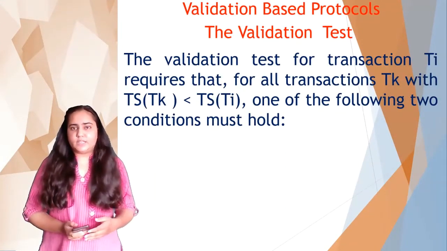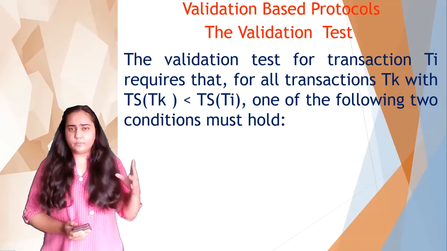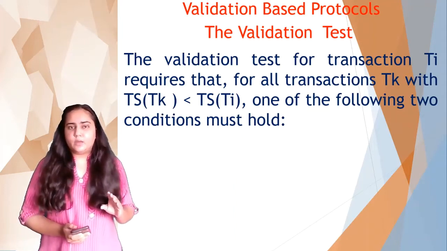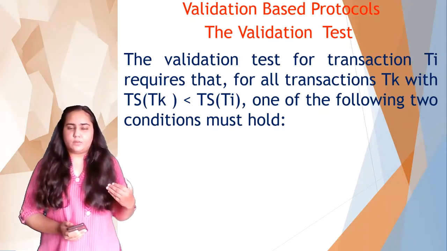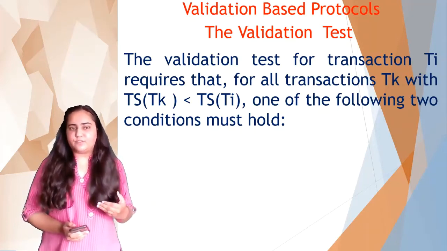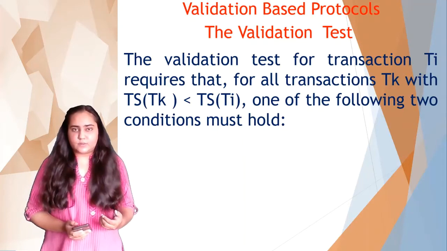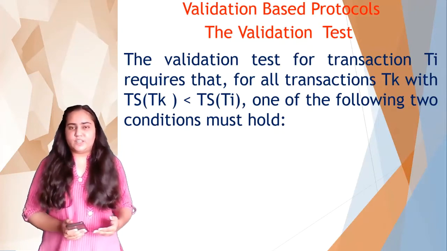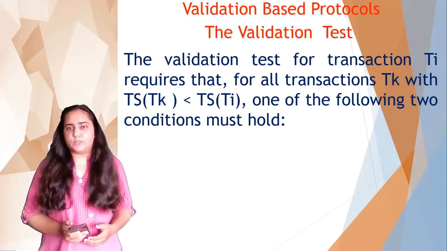Now, other than this, in the validation test for transaction Ti, you also require all transactions Tk. This is where we are actually applying the scheme of validation. Here we are comparing all transactions Tk with a timestamp less than the timestamp of Ti, which means we are talking about all the transactions that entered the system before transaction Ti. So if there's a transaction Ti with a timestamp of 20, then all the transactions with a timestamp of less than 20 will be transactions Tk.